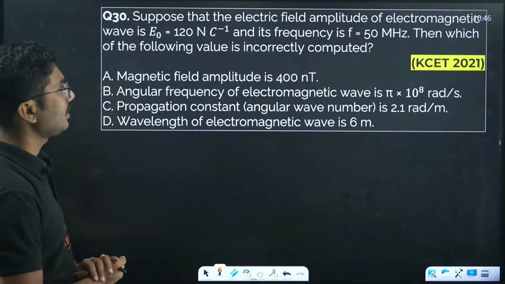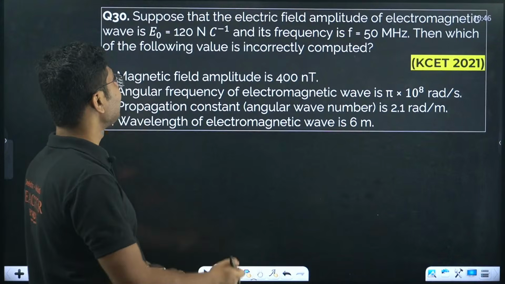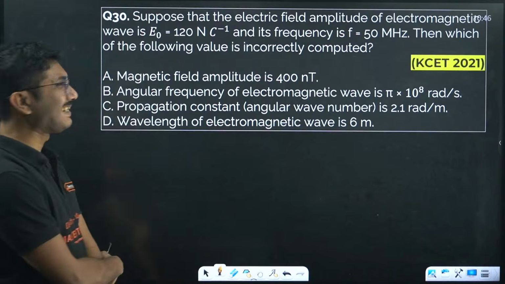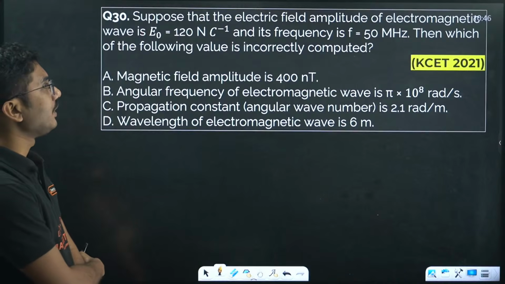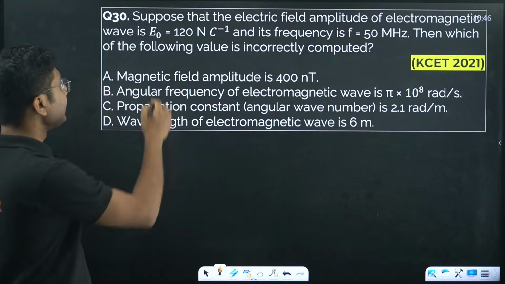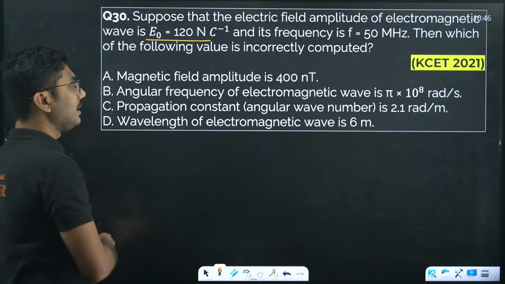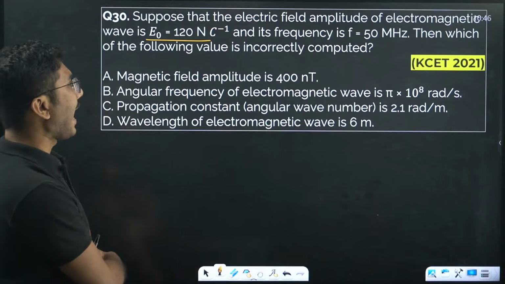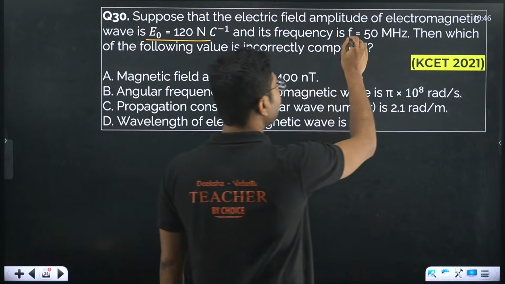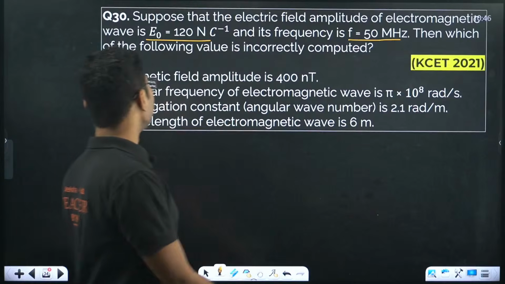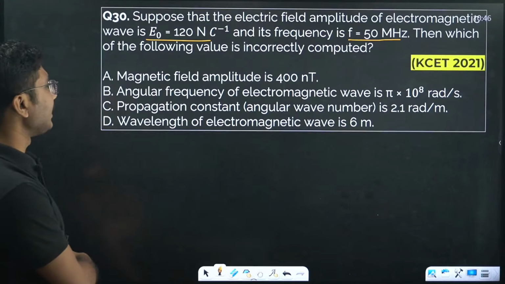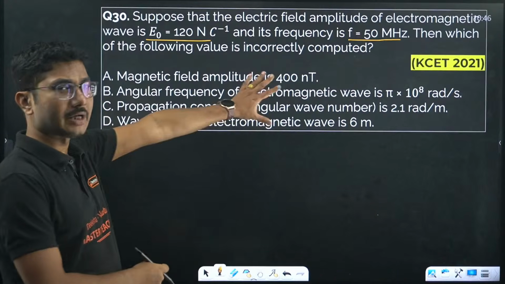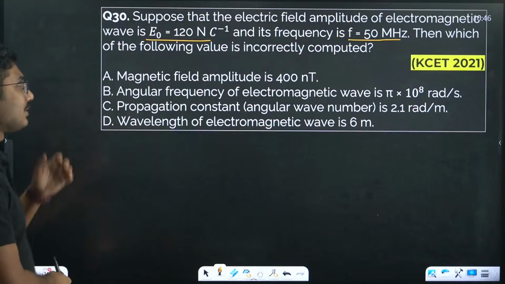Last question, last but not the least. Suppose that the electric field amplitude of an electromagnetic wave is E0 equals 120 Newton per Coulomb and its frequency is 50 megahertz. Then which of the following values is incorrectly computed? This is one of the difficult questions from this chapter.